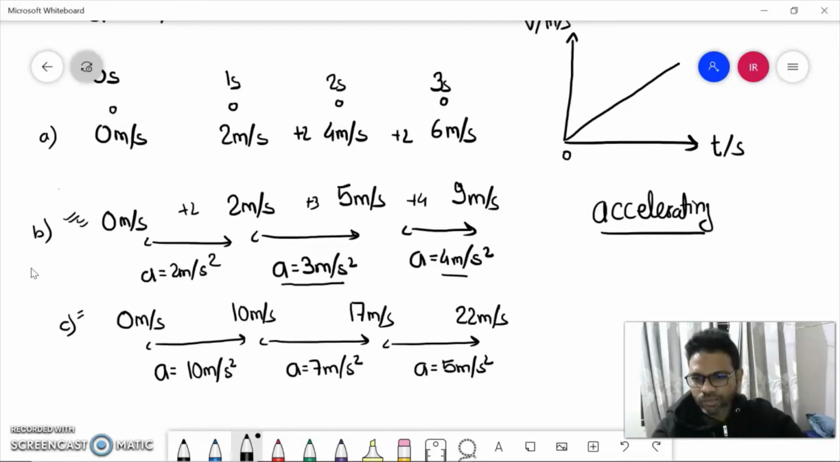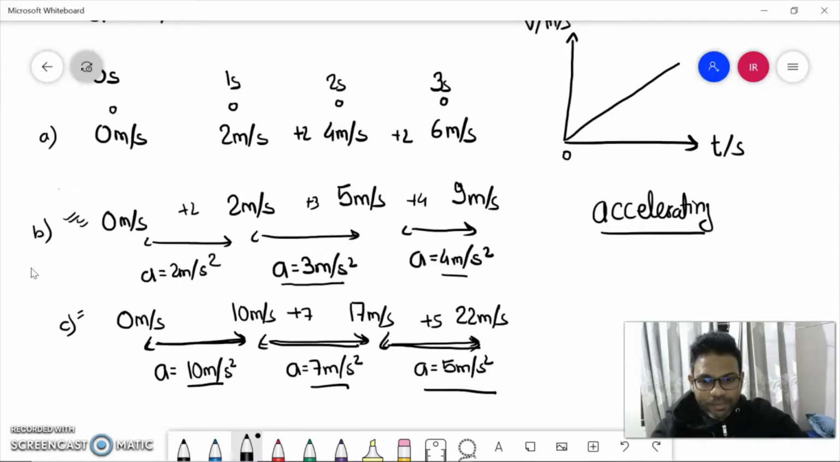And then we have another situation where in the first second, the acceleration was 10 meters per second square. The velocity increased from 0 to 10. In the next second, from 1 to 2 seconds, the acceleration is 7 meters per second square. The velocity increased by 7. And from 2 to 3 seconds, the acceleration is 5 meters per second square. So here we see the object is still accelerating because the velocity is increasing. Here the velocity increased by 7. Here it is increasing by 5.